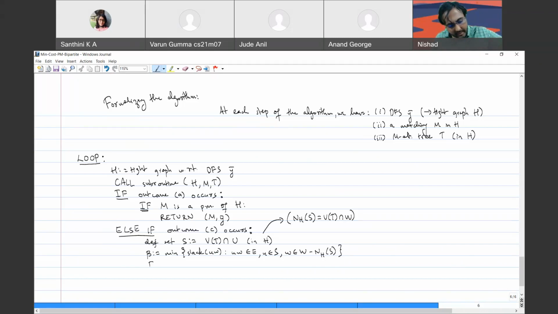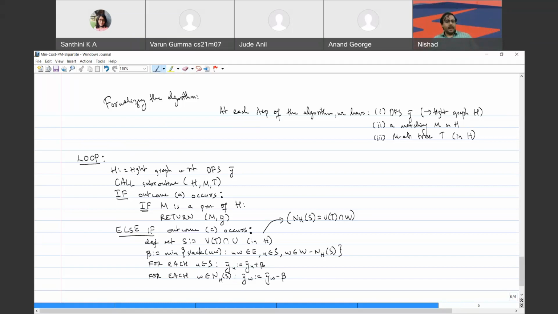And for each vertex in S, we are going to do a dual update, which is y bar U is going to be set to the original y bar U plus beta. And for each W in the neighborhood of S in the graph H, y bar W is going to be the original y bar W minus beta.